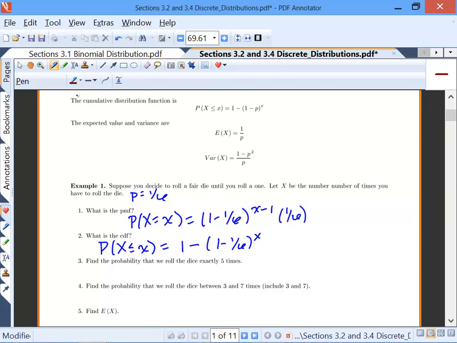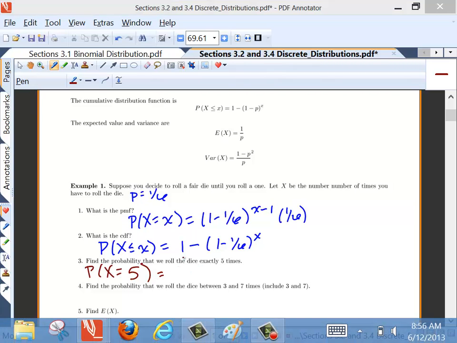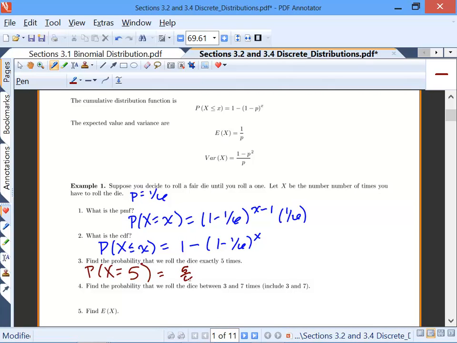So next, find the probability that we will roll the dice exactly 5 times. Would you rather use the PMF or CDF? If I want just one value, it's going to be easier to use the PMF since that gives us probabilities for single values. So it's going to be 5/6, since 1 minus 1/6 is 5/6, to the power of x minus 1, so the power of 4, times 1/6. Basically, you have to fail 4 times, succeed 1 time.